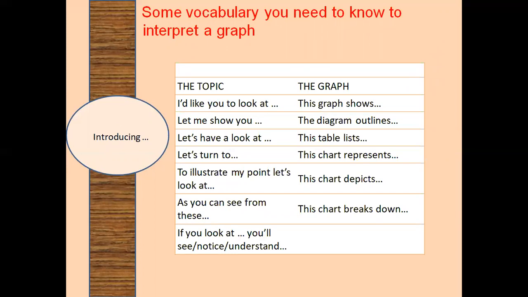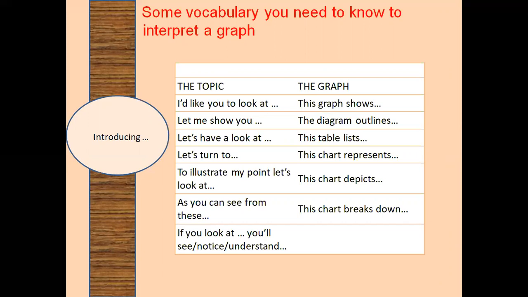Here I have some vocabulary for you which will help you to interpret a graph. Suppose you have been given a line graph, a table, or a particular topic. How do you start it, how do you introduce your topic? It should be very interesting, appealing, and effective. You can start using these phrases. For example, you can start like this: I would like you to look at the data presented in the form of a graph.